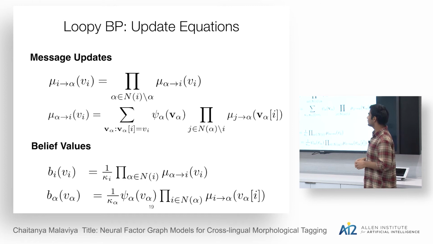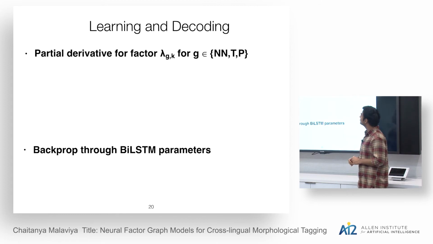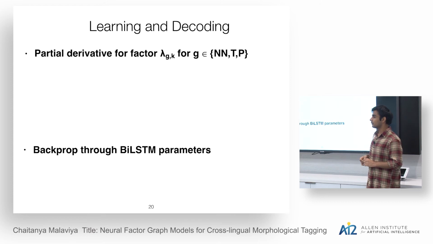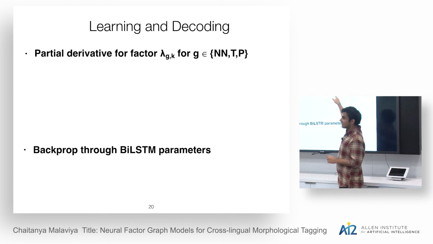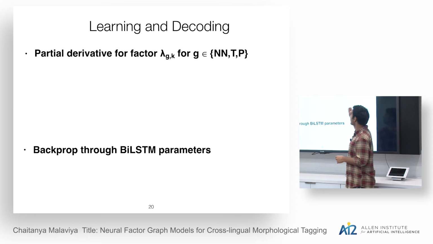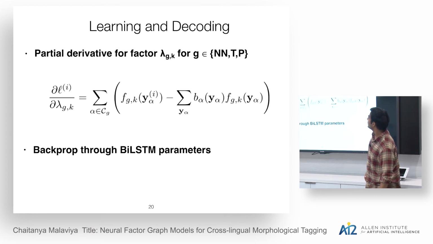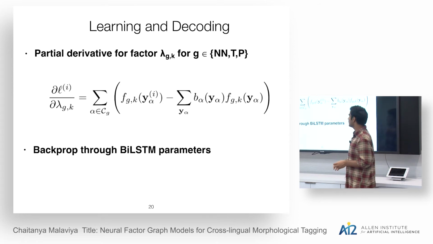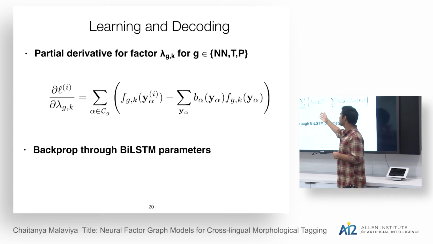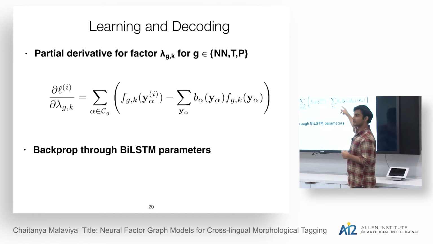And we can now start thinking about how we are actually going to update and learn this model. So we learn this model end to end. The parameters that we need to update are the lambda GKs, which are the weights in our probabilistic graphical model, where G could be a neural network, transition, or pairwise potential. And the updates look like fairly standard updates for a CRF. They're the observed feature values subtracted by the expected feature values under the model's approximate distribution as represented by the belief values that we obtained after doing inference.